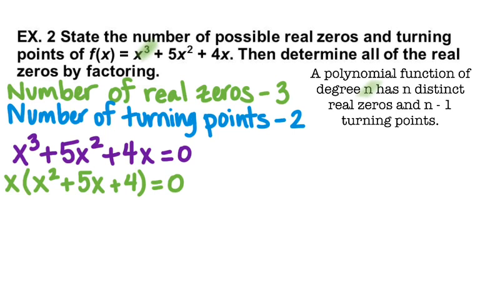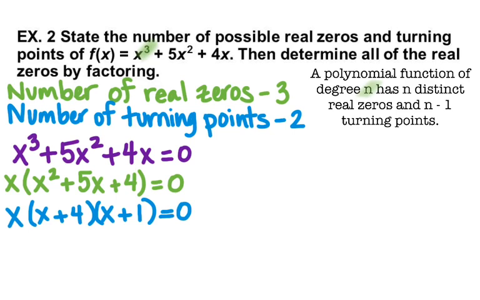So I've noticed I have a trinomial that I can factor again. So I'm going to split that up into 2 parentheses. I know x times x equals x squared. I need 2 numbers that multiply to get 4, but add or subtract to get 5. So that's going to be 1 and 4, or 4 and 1. In this case, since they're both positive, it doesn't matter the order that they go in.